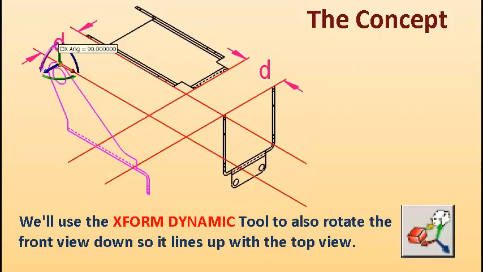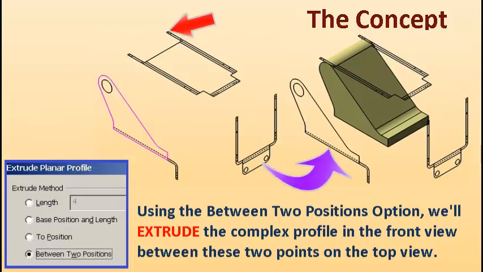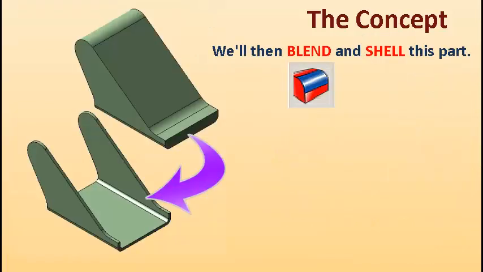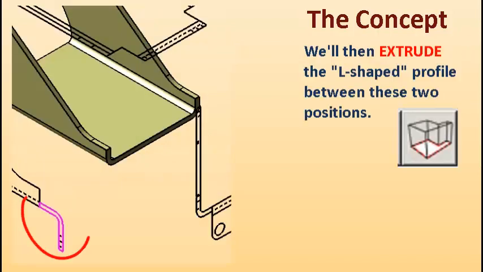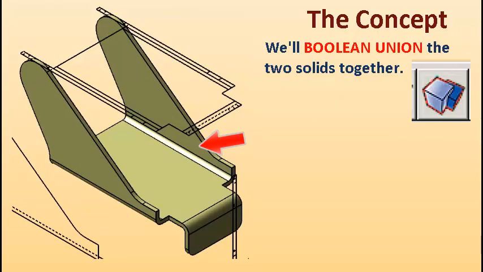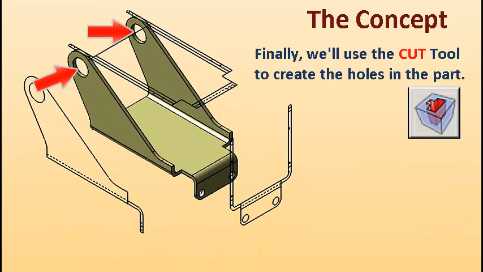Then we'll use the X-Form dynamic tool to also rotate the front view down so it lines up with the top view. Using the between two positions option, we'll extrude the complex profile in the front view between these two points on the top view. We'll then blend and shell this part. We'll then extrude the L-shaped profile between these two positions. We'll Boolean union the two solids together. Then we'll blend the bottom two corners of the L shape. Finally, we'll use the cut tool to create the holes in the part.